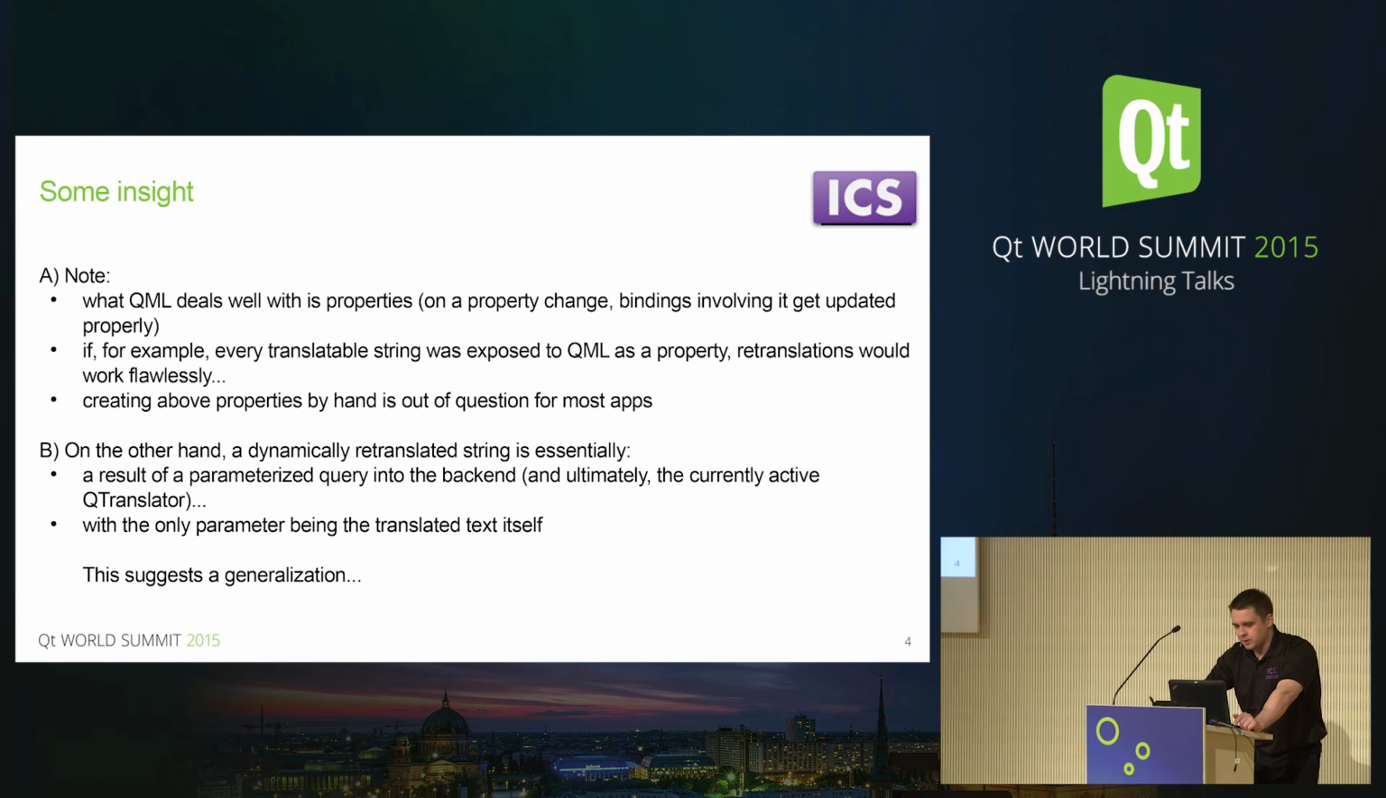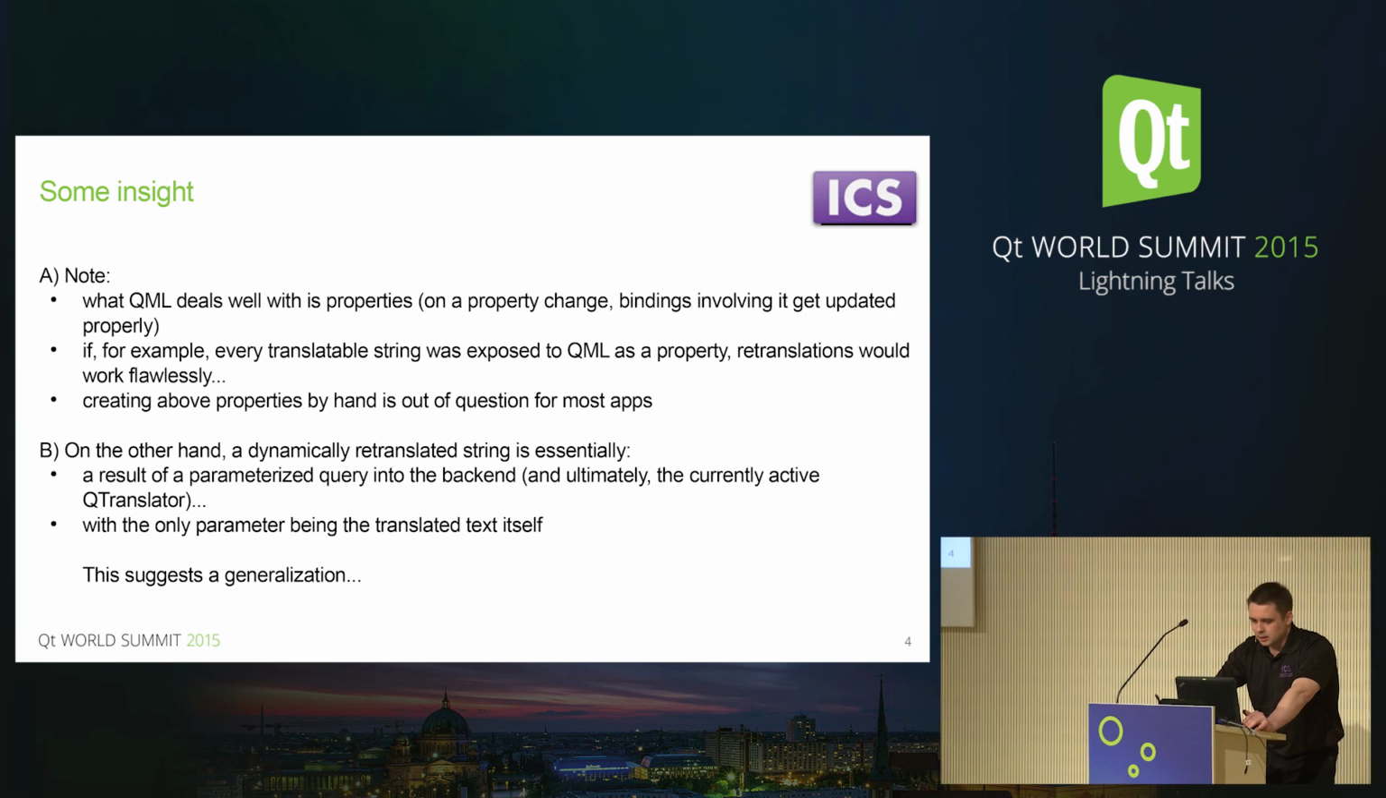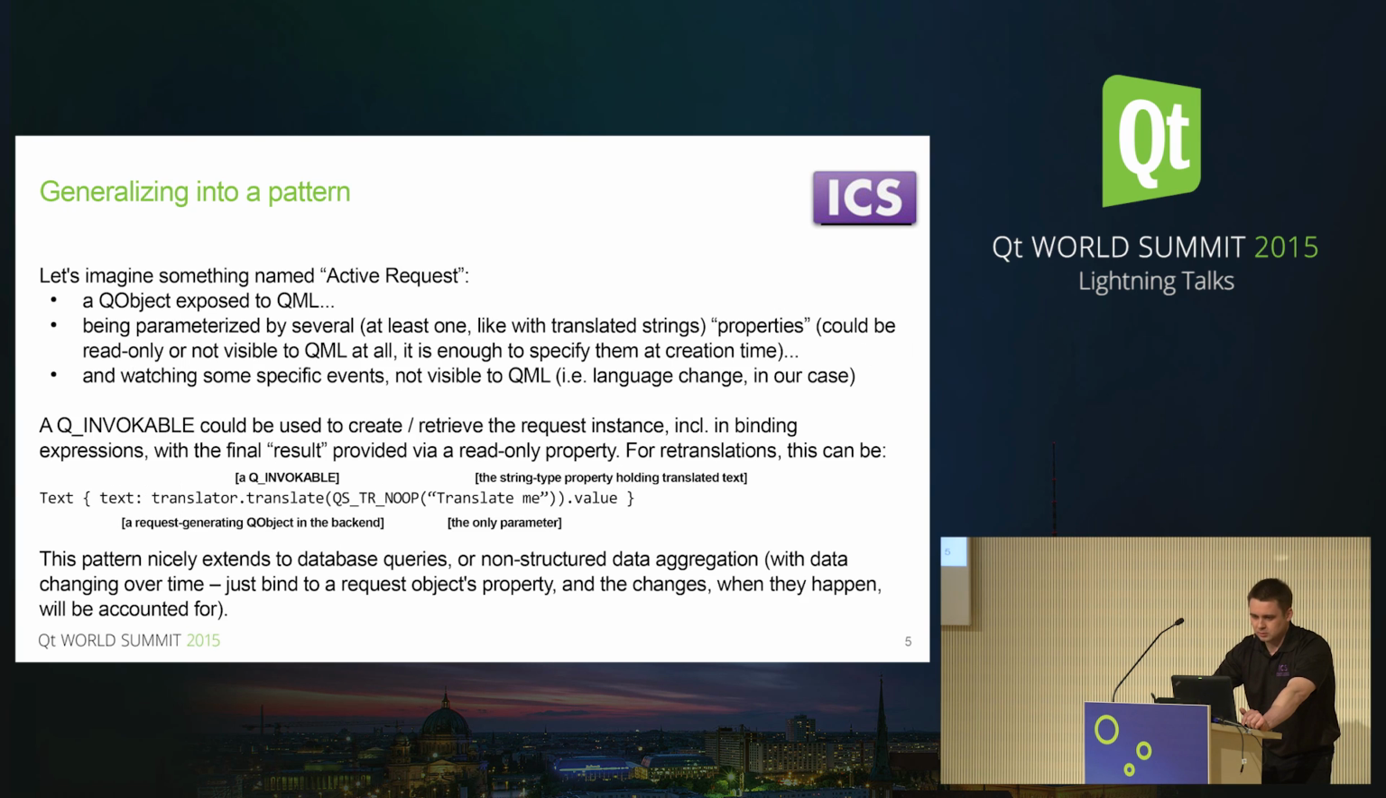On the other hand, if we look at dynamic retranslation, it may seem to be something like a result of a query, right? You query the translator, and you supply a single parameter, which is the string to be translated, essentially. So this suggests some form of a pattern. And this pattern, let's name it, let's say, active request. I Googled this a little bit, and it seems not taken by many other patterns, so let's name it this way for now.